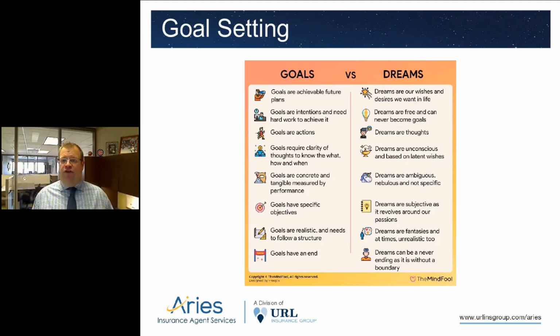They're all in your mind. Goals are actions, where dreams are thoughts. Goals require clarity of thoughts to know what, how, and when, where dreams are unconscious and based on just some beautiful wishes. Goals are concrete and tangible. There's something that you can measure, where dreams are ambitious, sometimes rebellious and not very specific. Goals have clear, specific objectives, where dreams are subjective and it revolves around our passions. Goals are realistic and need to follow a structure, where dreams are fantasies and at times very unrealistic. Goals do have an end, where dreams, you can just keep them going and going.